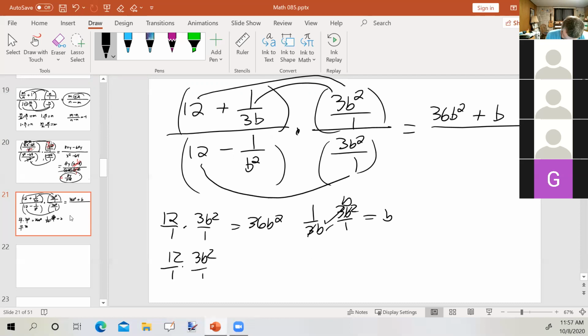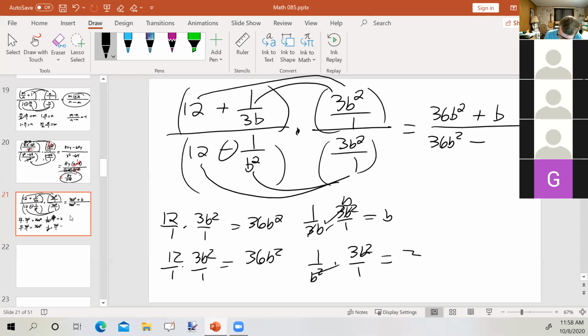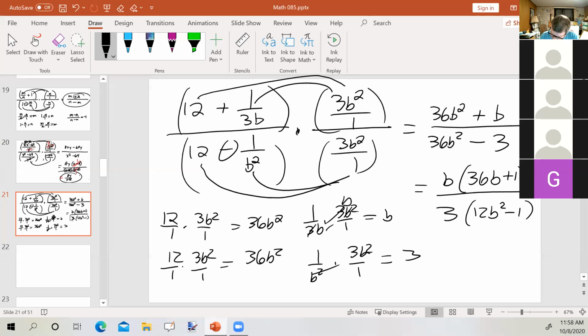12 times 3b squared is 36b squared, minus 1 over b squared times 3b squared over 1 would be 3. Well, let's see. I can factor a b out of the numerator and a 3 out of the denominator. Did I do that correctly? But again, that doesn't get me anywhere. This is not the difference of two squares because of that 12. So factoring doesn't do anything, but I had to at least try. So there's the final answer.